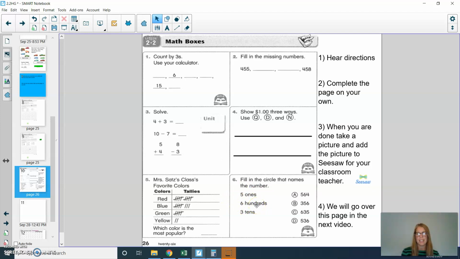Boys and girls, when you're all done with this page, please take a picture, put the picture on Seesaw for your classroom teacher, and we will go over this page in our next video.